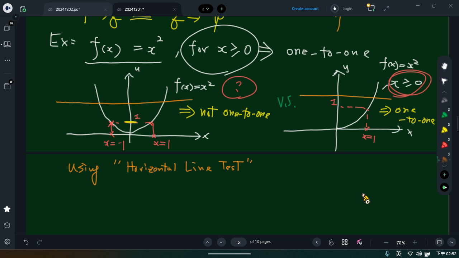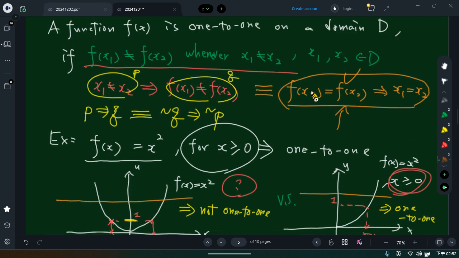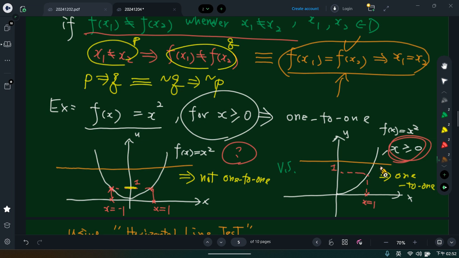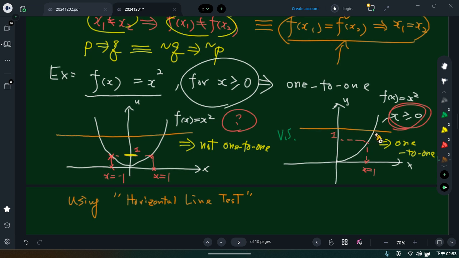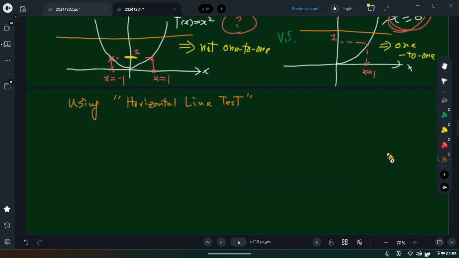Okay, so this is a one-to-one function. You can just use the horizontal line to test.